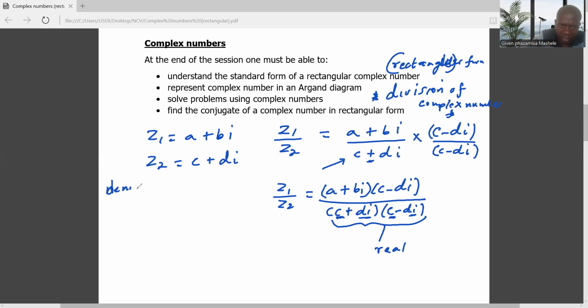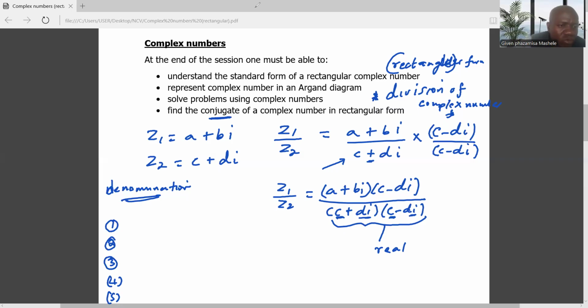And at the denominator, you need to multiply by the conjugate of that denominator. It's very important. So number one, we went through the addition. I've addressed that. 2, subtraction. 3, multiplication. Then 4 is the conjugate of a complex number. 5 is division. So it means we use the conjugate of a complex number to deal with division, unless we convert these to polar form, which will be addressed in the next session.